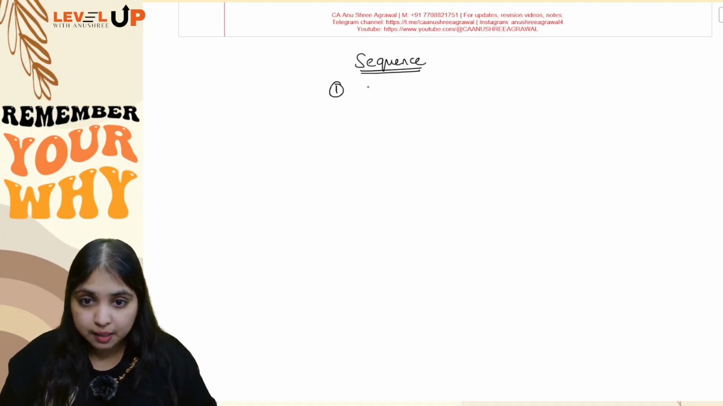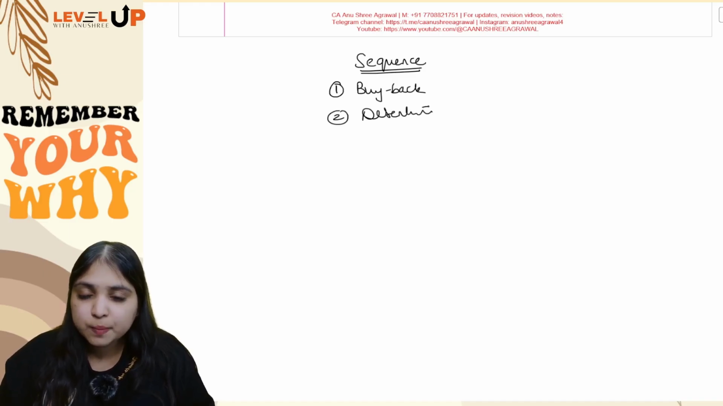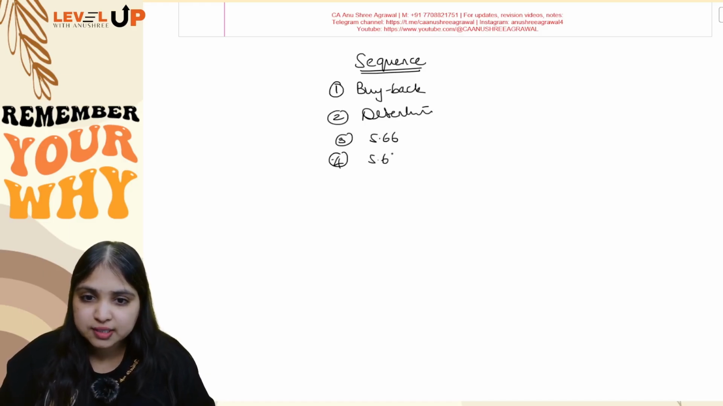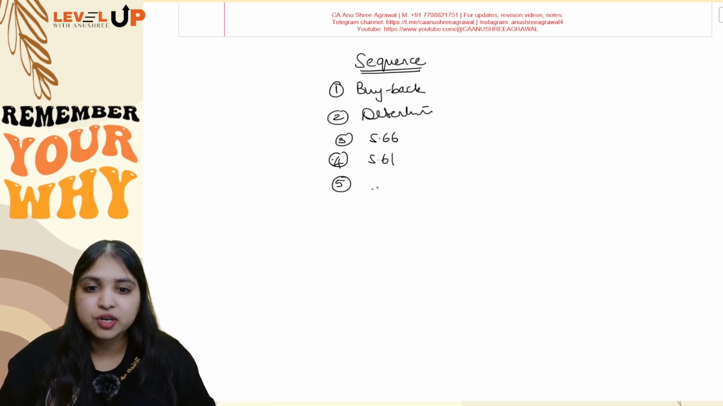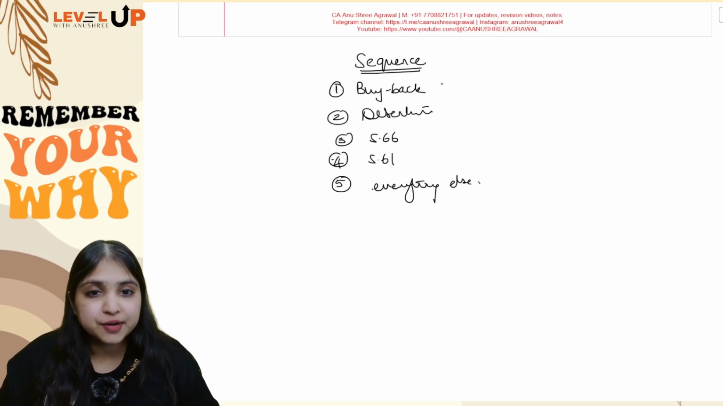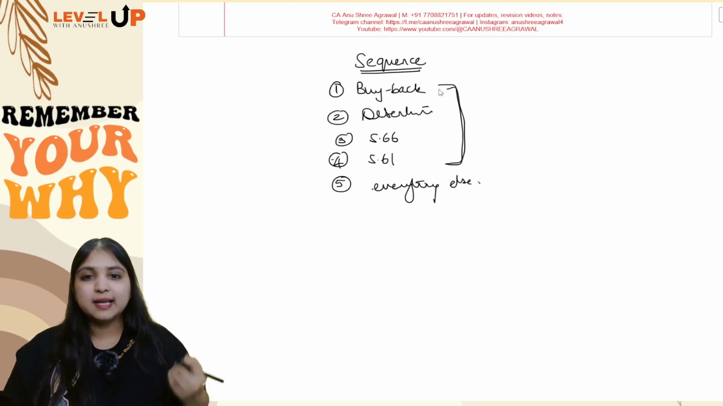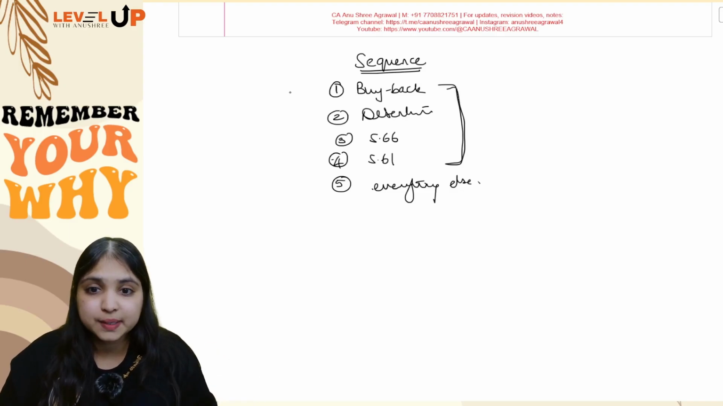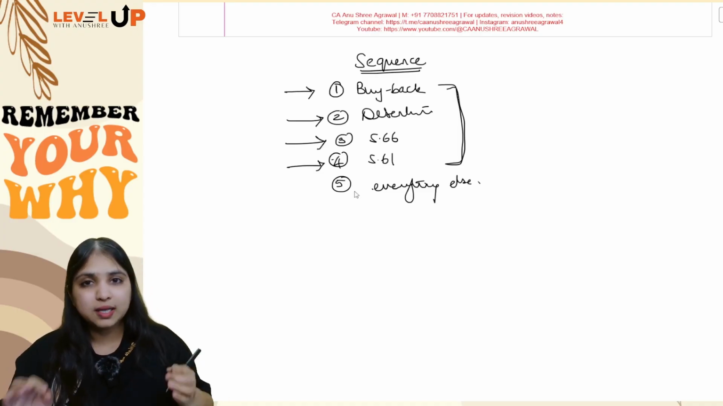Whenever you are doing the share capital chapter, you must first finish buyback. Then you must finish debentures. Then you must finish section 66. Then you must finish section 61. And then you can finish everything else in whatever order you want. But you should first be doing these 4 things, only then you come to everything else. Understood, everybody? Finish buyback first, debentures, section 66 reduction of capital, section 61 alteration of capital, only then do everything else.